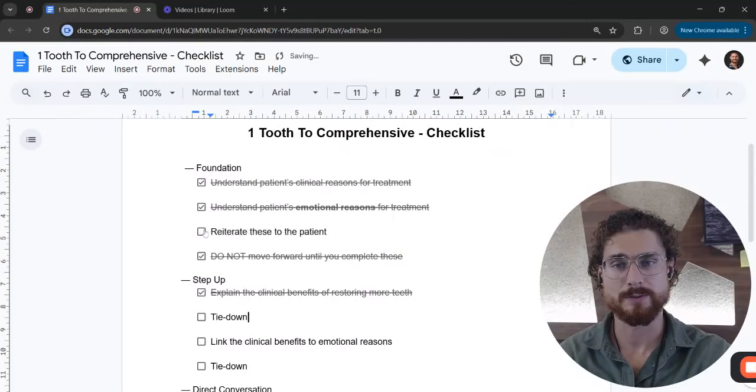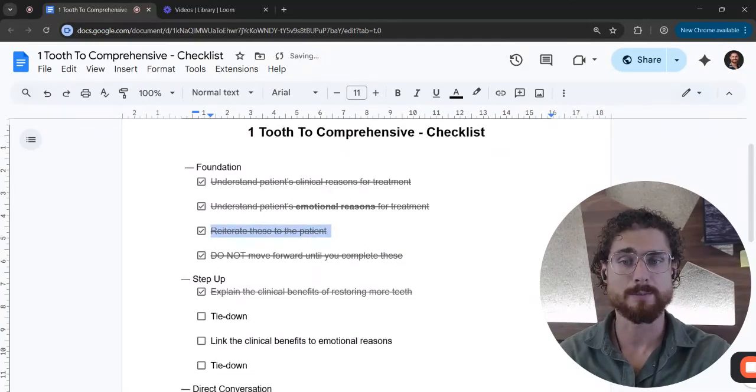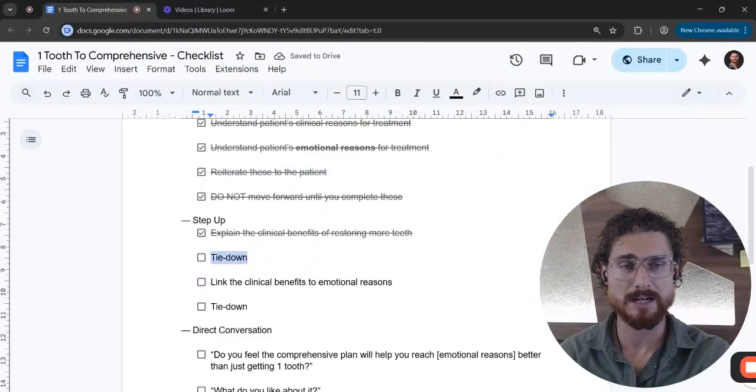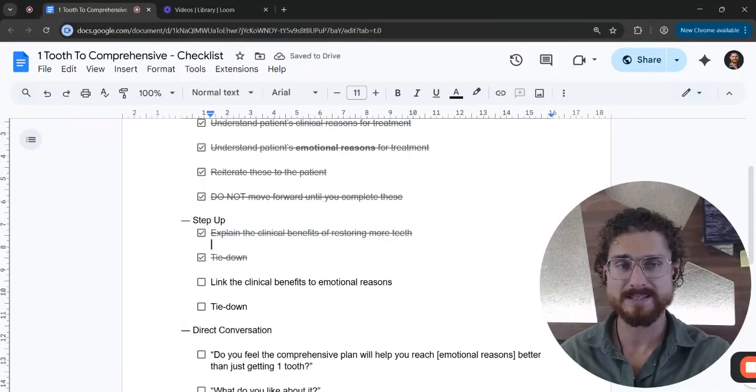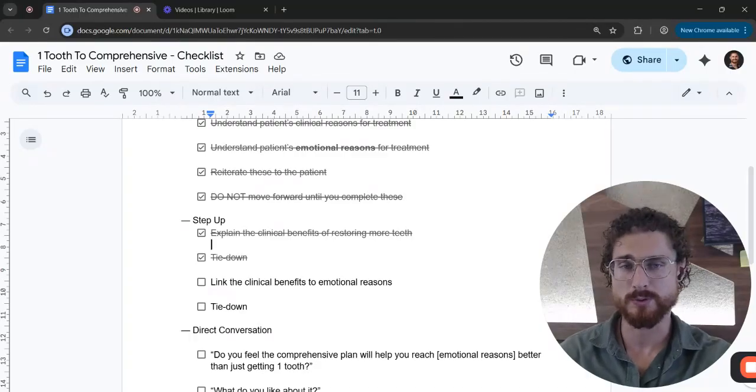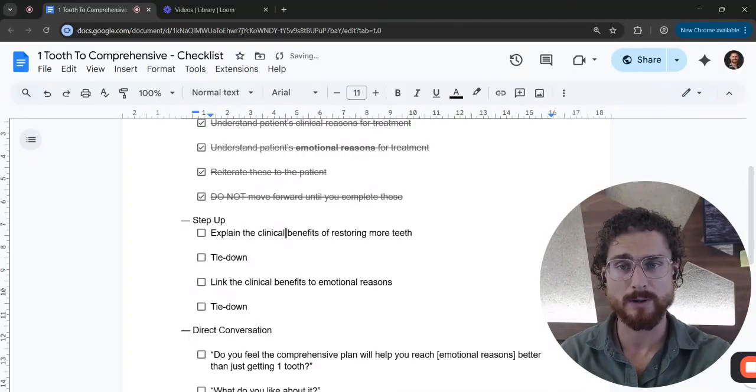Remember, in the foundation, we reiterated to the patient their emotional needs. Now we're going to get the patient to reiterate to us in the tie down what we just explained to them. If they can do that successfully, it means they now understand the new treatment that you're presenting them, which is really important, because the biggest thing stopping your patients from saying yes is the simple fact that they don't understand the treatment. So we need to make sure that they can explain this very, very well. And if they can, then we can move forward.